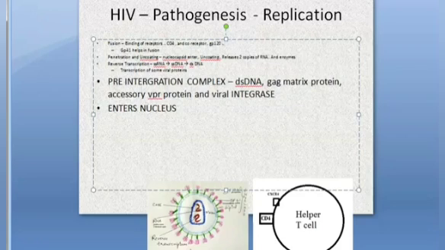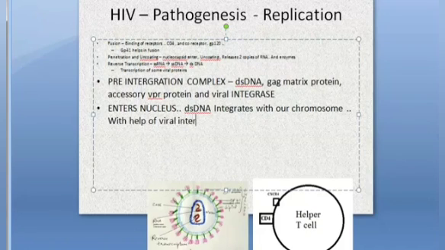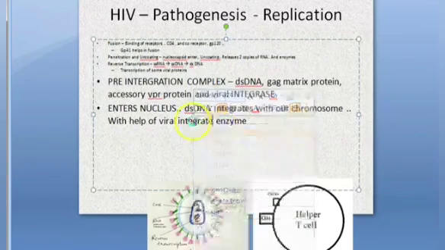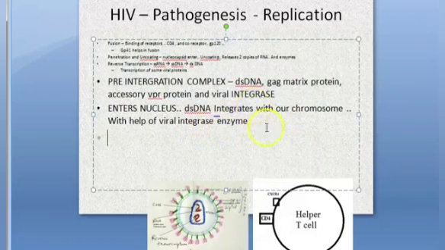Okay. Now after it enters the host nucleus, the viral double-stranded DNA gets integrated into the host cell chromosome by what? By the viral integrase. It integrates with our host chromosome, right? So what is integrating? dsDNA, double-stranded DNA, with the help of viral integrase enzyme. So this is called provirus.